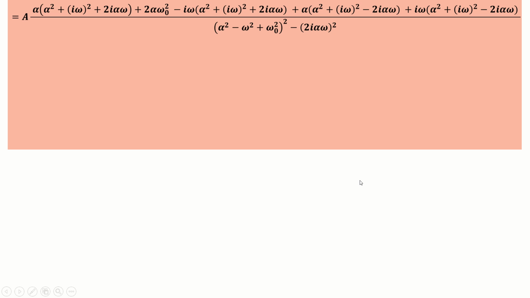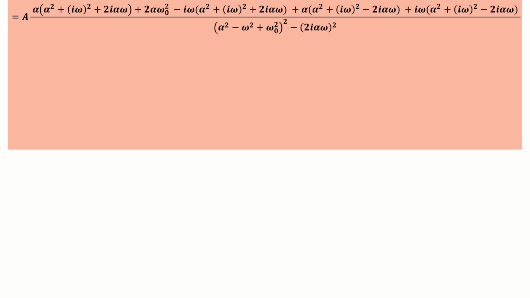Denominator alpha square minus omega square plus omega naught square the whole square minus 2I alpha omega, because we are using the formula a plus b into a minus b. So a square minus b square. Instead of a you are having alpha square minus omega square plus omega naught square. Instead of b you are having 2I alpha omega. I am talking about the denominator.